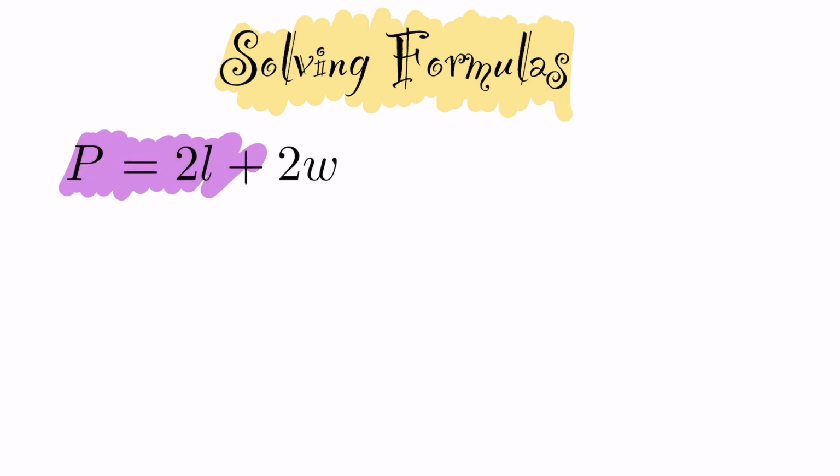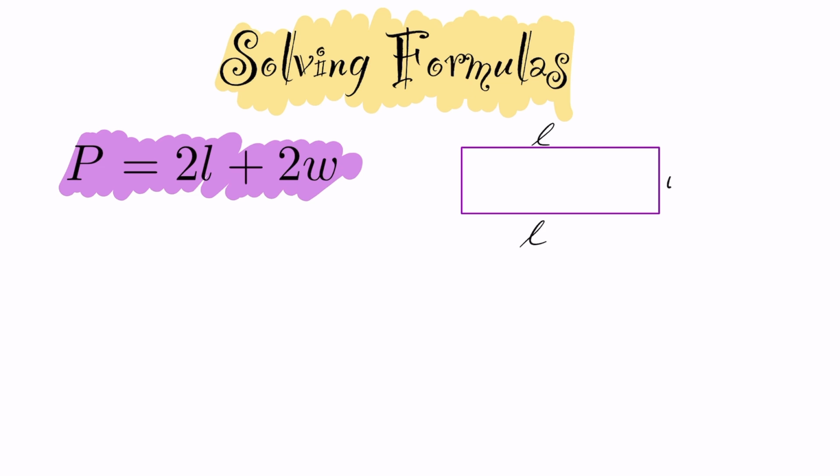This is a common one that you've probably seen before. This is the perimeter of a rectangle. So let's say this is my length, these are my width. You can quickly see the perimeter of the rectangle. In this case, the perimeter of the rectangle is the distance around the object. That can be expressed as 2L plus 2W.